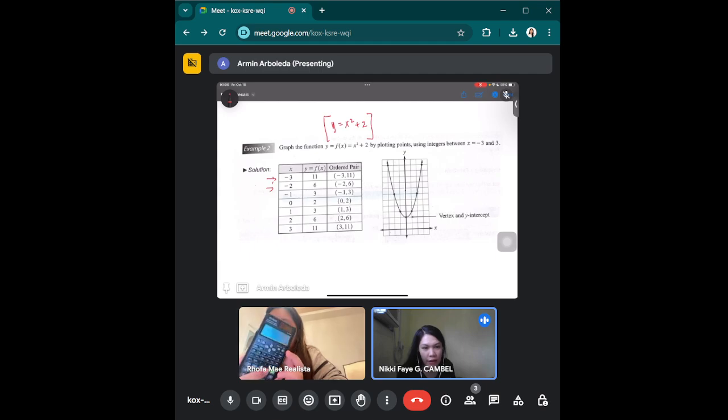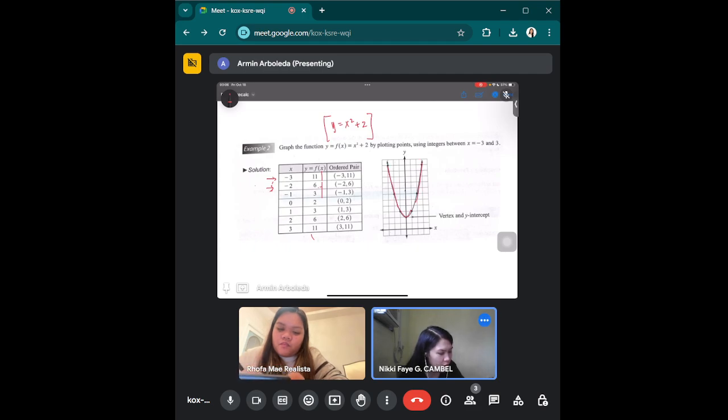You're gonna click the equal sign so it will add another x. Negative 2, 6. Okay. So, if you're gonna input all the other x's, you're gonna have this y, okay? And then pair it with one another, plot it, and you have this parabola.